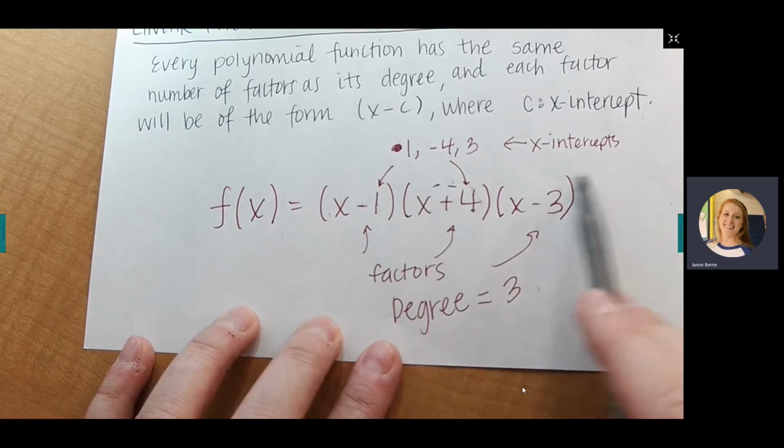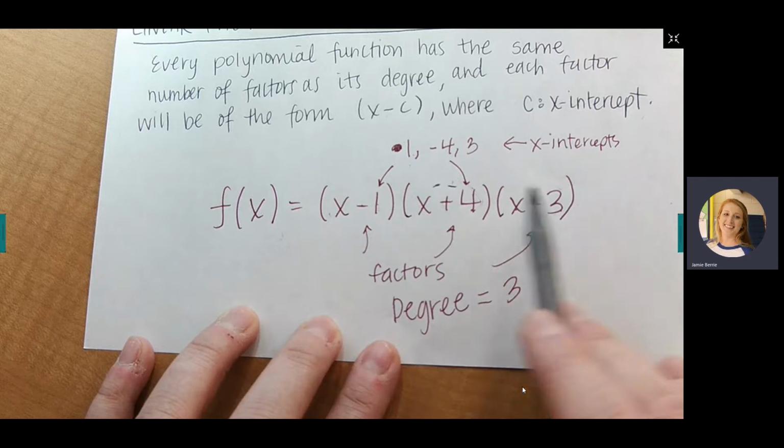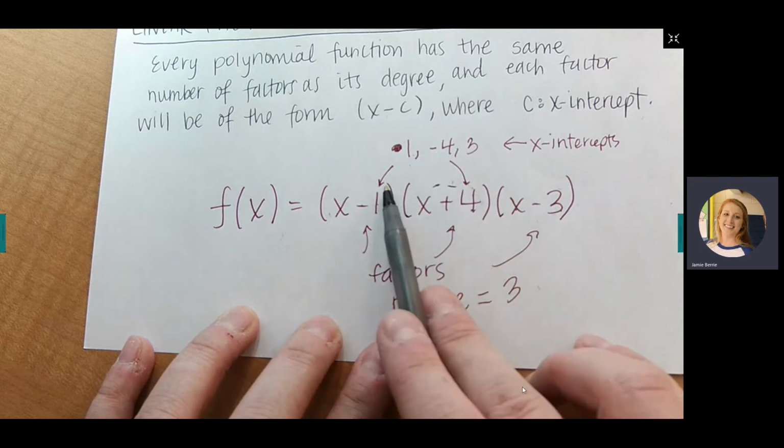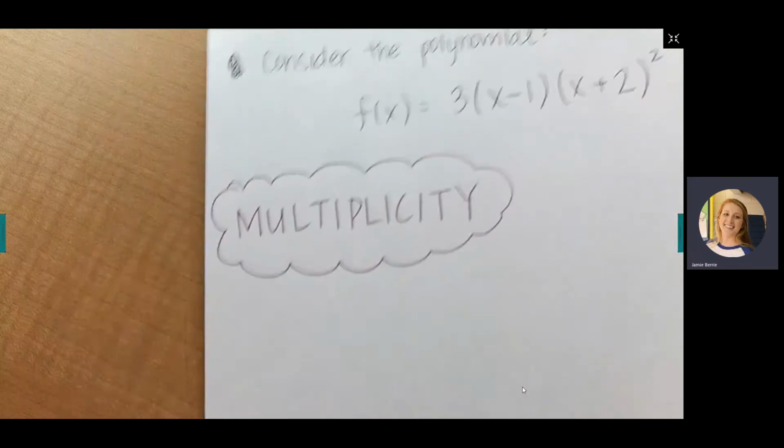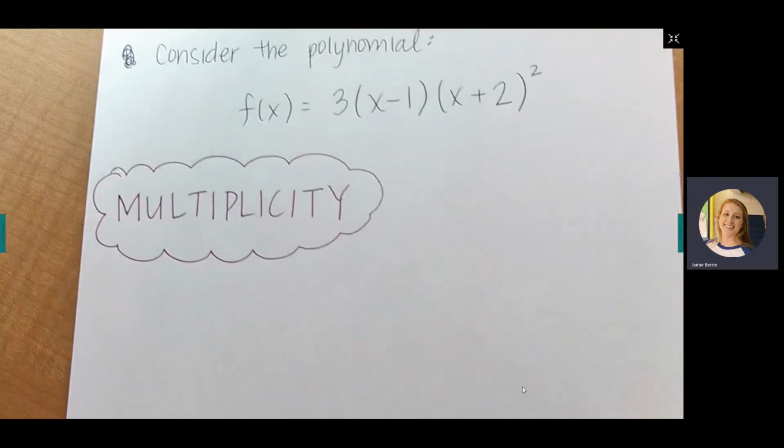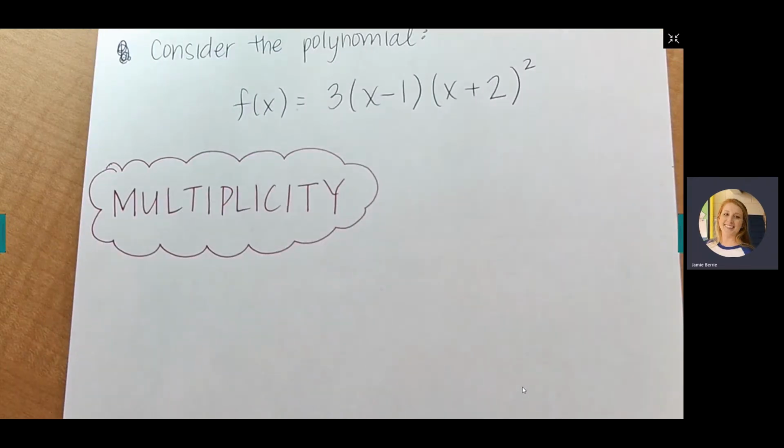If you have a 4 up here in the exponent, or a 3 or a 2, how is that going to change your polynomial? So let's consider this polynomial here. F of x equals 3 times x minus 1 times x plus 2 squared.